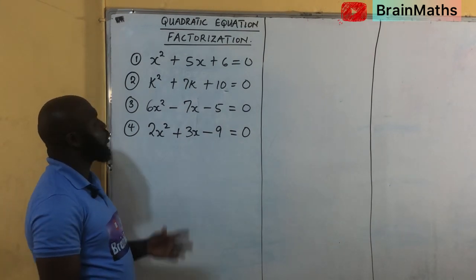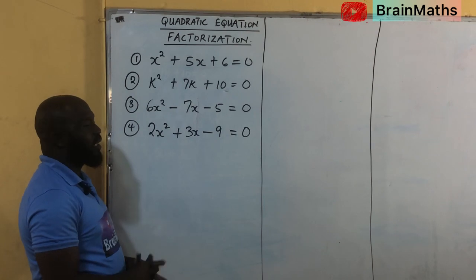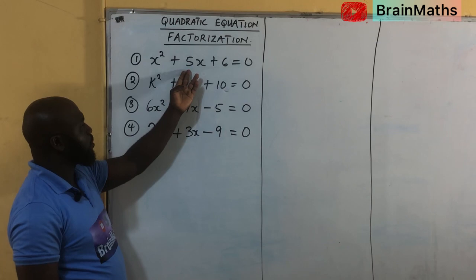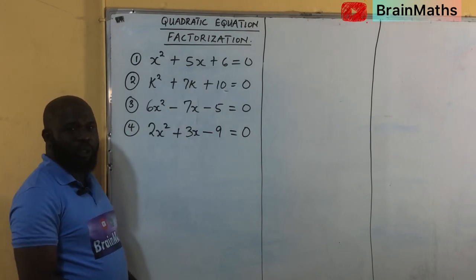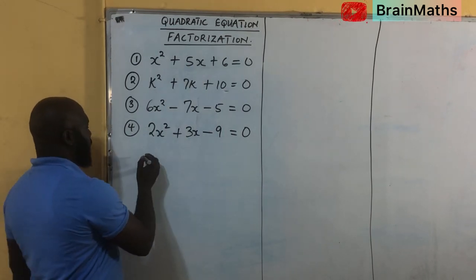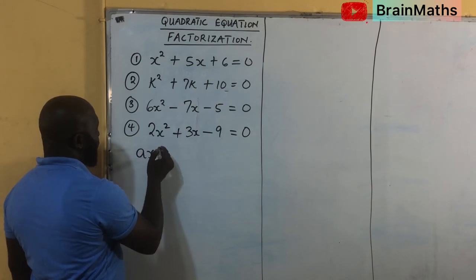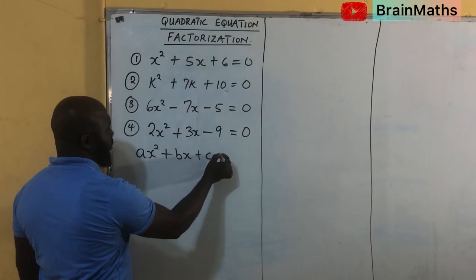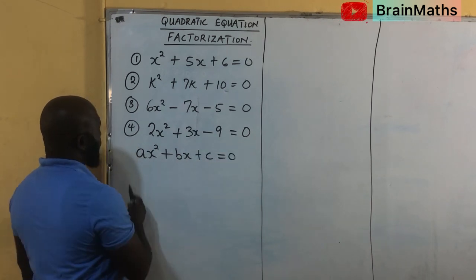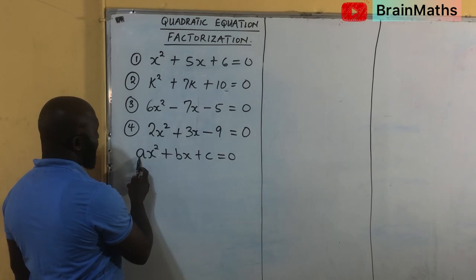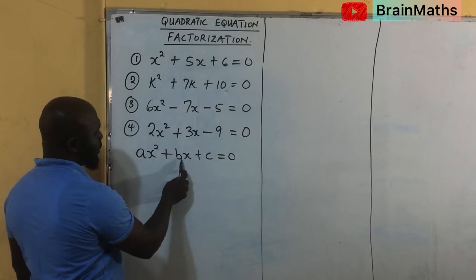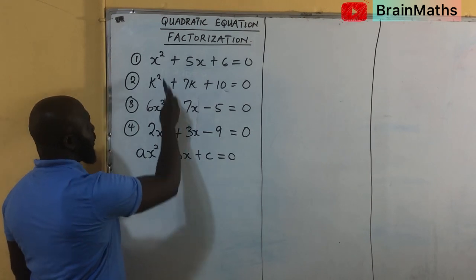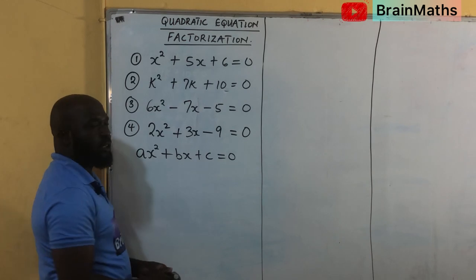Then we find the product of the two, and then the factors of this product that will give us the sum of b. Not forgetting that the general form of a quadratic equation is ax squared plus bx plus c equals 0, where the coefficient of x squared is a, the coefficient of x is b, and c represents the constant. So as you can see from the equations written on the board.